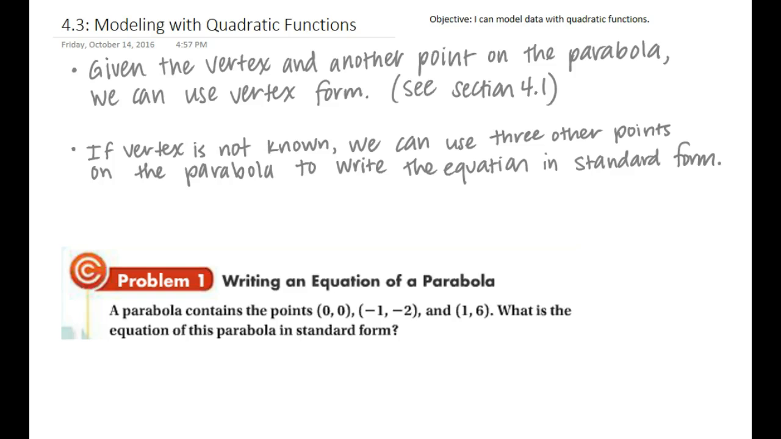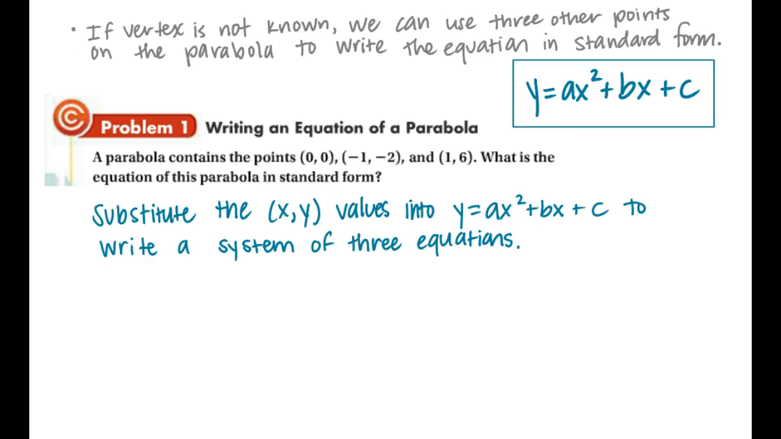If we do not know the vertex, we can use three other points on the parabola to write the equation in standard form, and that's what we're about to do in example 1. Here in example 1, we are told that a parabola contains the points (0, 0), (-1, -2), and (1, 6). What is the equation of this parabola in standard form?